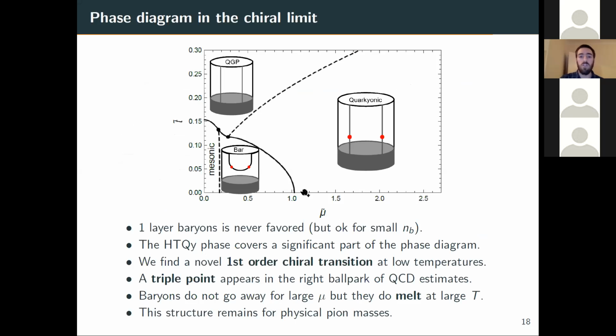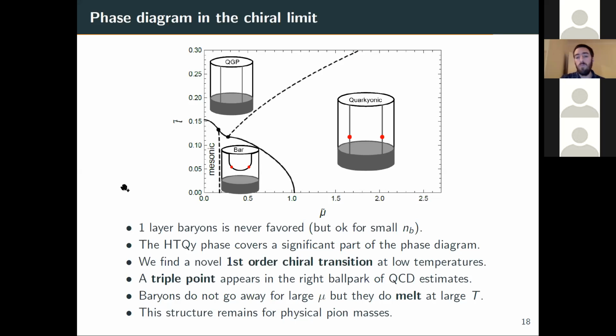And this is the phase diagram we get. And again, there are good things and bad things about this phase diagram. We show that the baryons staying at the tip are never favored as a solution. We show that the quarkyonic phase, the chirally restored quarkyonic phase, is important in the phase diagram. We show that there is a triple point here that appears in the right ballpark of QCD estimates. And that this transition here is first order and coincides with chiral restoration.